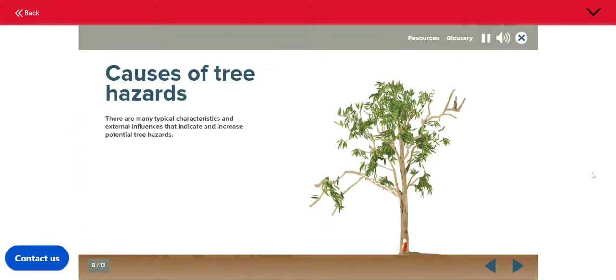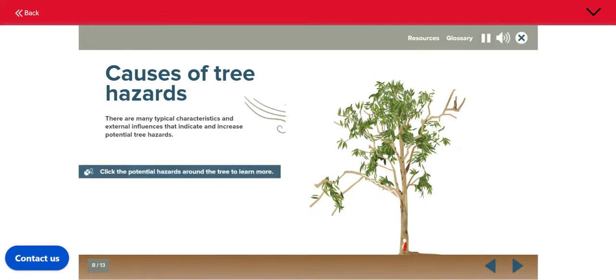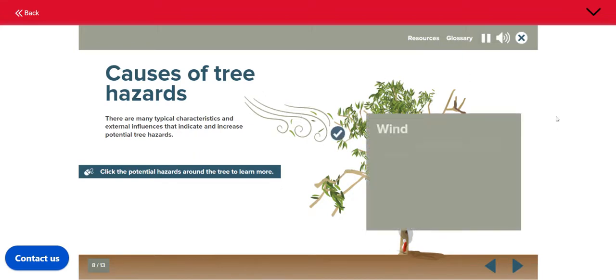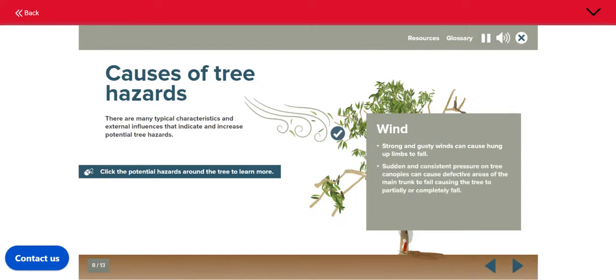There are many typical characteristics and external influences that indicate and increase potential tree hazards. Strong and gusty winds can cause hung-up limbs to fall. Sudden and consistent pressure on tree canopies can cause defective areas of the main trunk to fail, causing the tree to partially or completely fall. Strong winds can also cause trees to fall away from their natural lean.